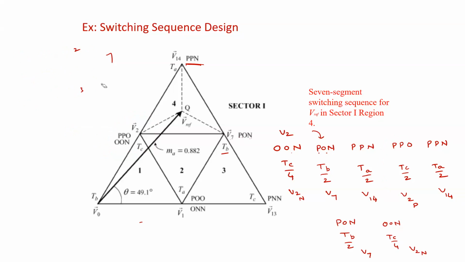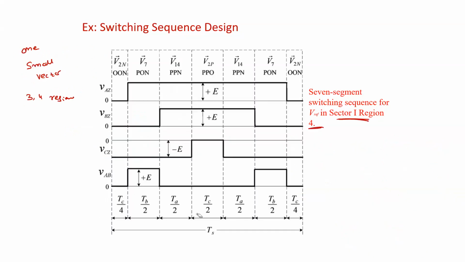So when you have only one small vector, this is the arrangement overall. You can see here the same thing that we followed, and it is given here. It started with 00N, P0N, PPN, PP0, PPN, P0N, 00N.